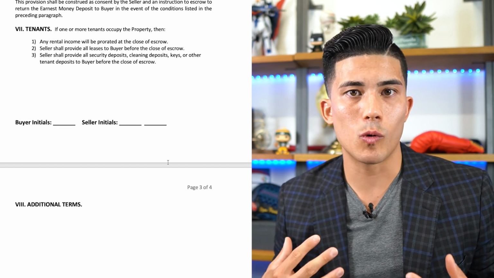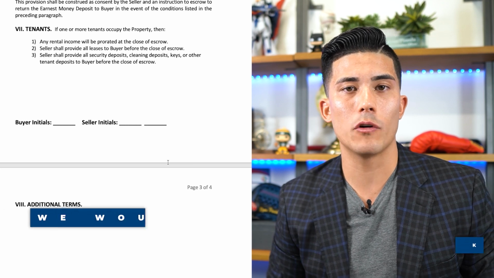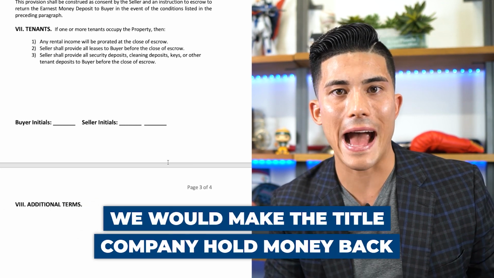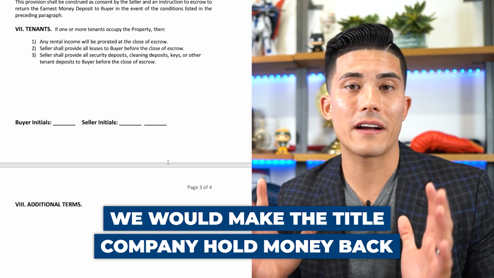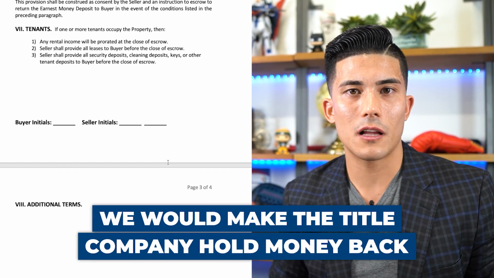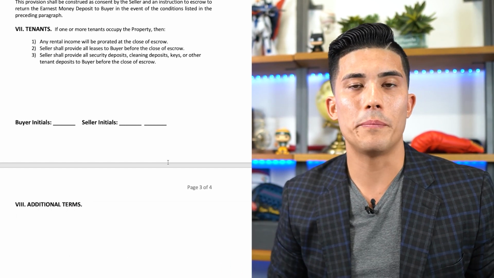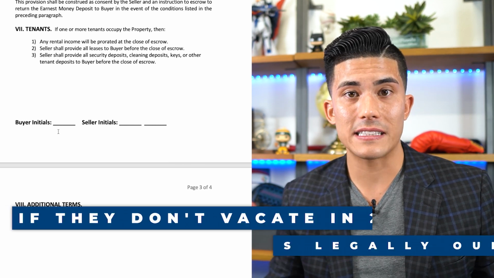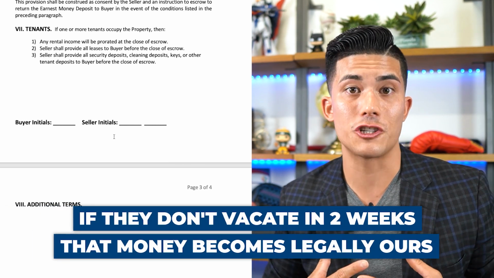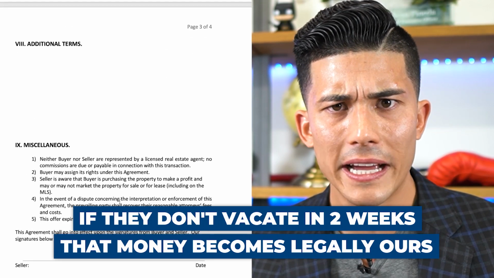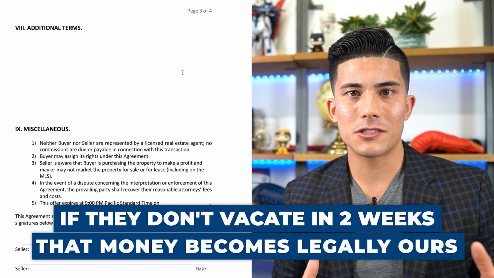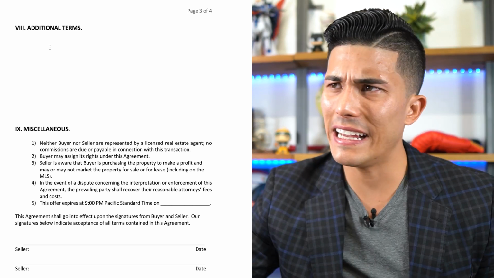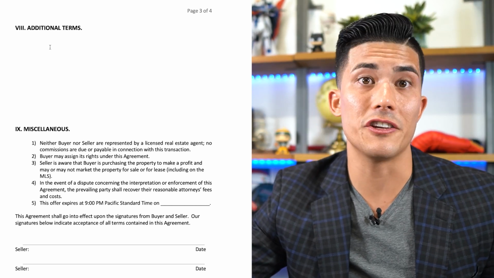But a lot of times what we'll do in that situation is we will make the title company hold money back. We'll say title company to hold back $5,000, $5,000 to be released to the seller upon vacating within 2 weeks. So if they don't vacate within 2 weeks, that $5,000 now legally should go to us. Does it always happen that way? No. Anytime there's money in escrow, there's usually a fight for it. So any additional terms will be in this section that you guys come up with.